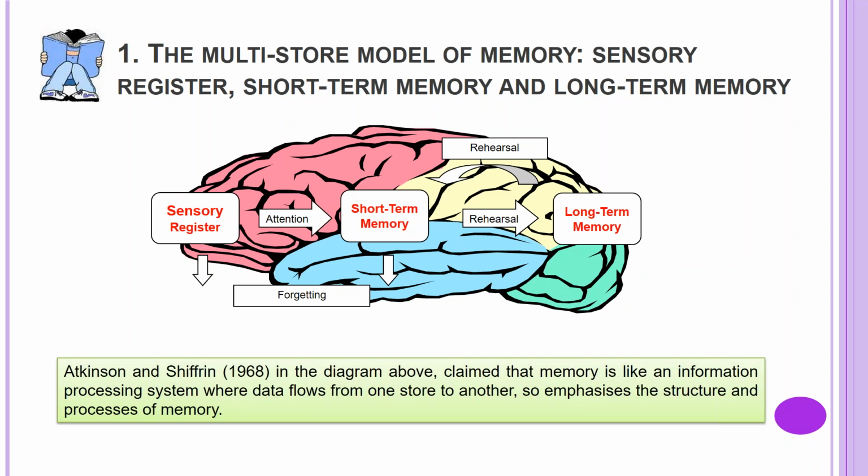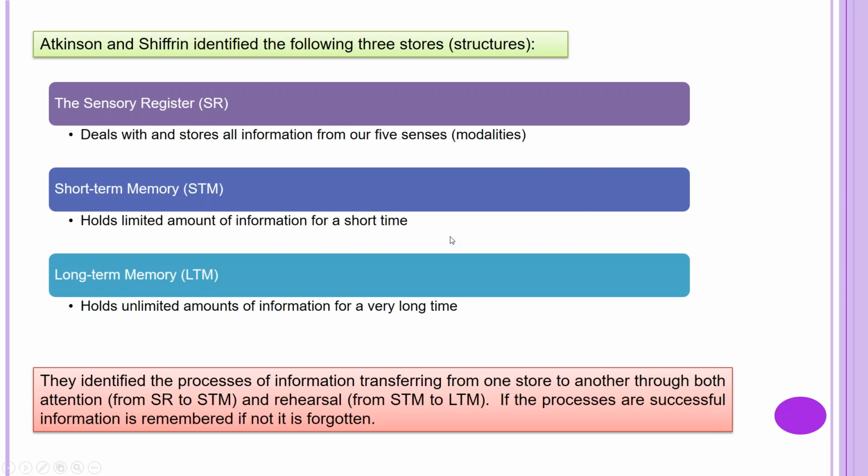According to Atkinson and Shiffrin, in the diagram above, they claim that memory is like an information processing system, where data flows from one store to another. So the emphasis here is on the structure and processes of memory.